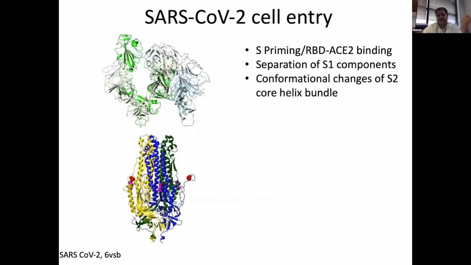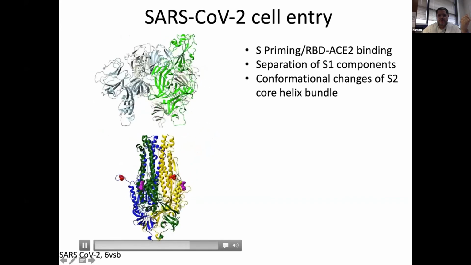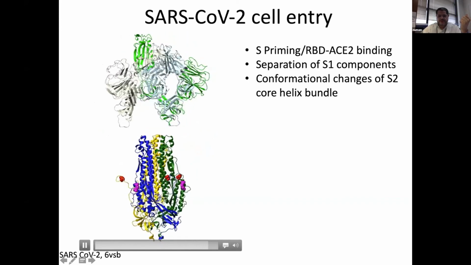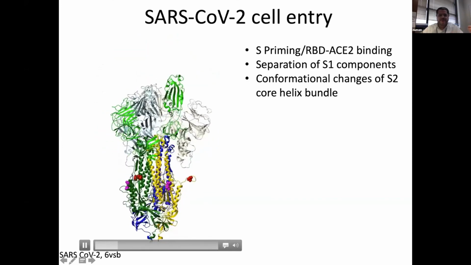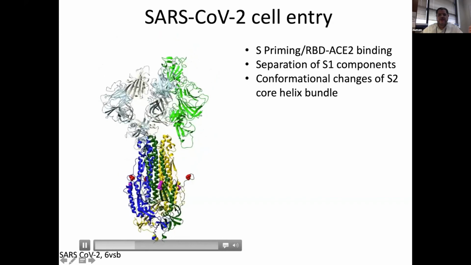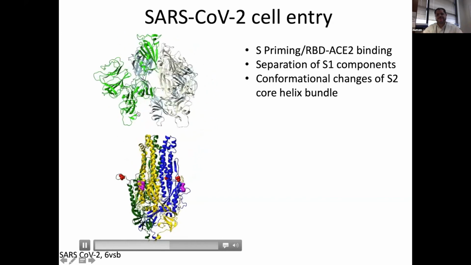This short movie is just to show you that once the cleavage happens at the S1 side with furin, these two parts, this is the S1 part of the trimer and this is the S2 part with the core, they can separate very easily. If anything pulls here on the RBD, it will separate very easily.